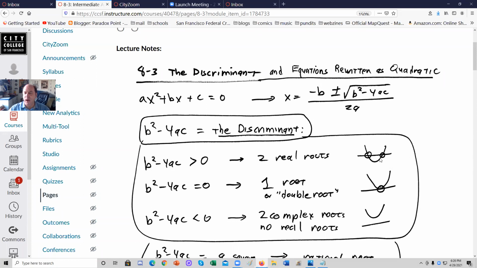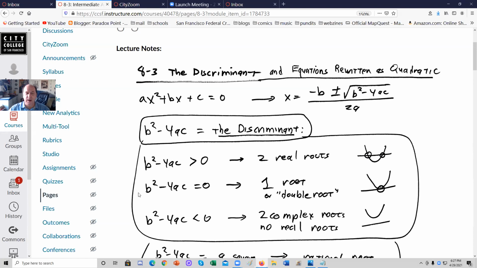So if you graph y equals ax squared plus bx plus c, you get a parabola that meets the x-axis in two spots. If b squared minus 4ac equals 0, then the square root of 0 is 0, and these two different roots collapse to 1. So you get one double root. It's like a parabola that grazes the x-axis. It's as if these two roots approached each other and became 1.